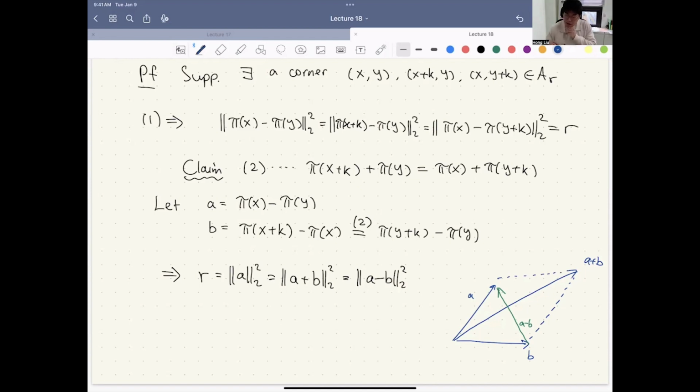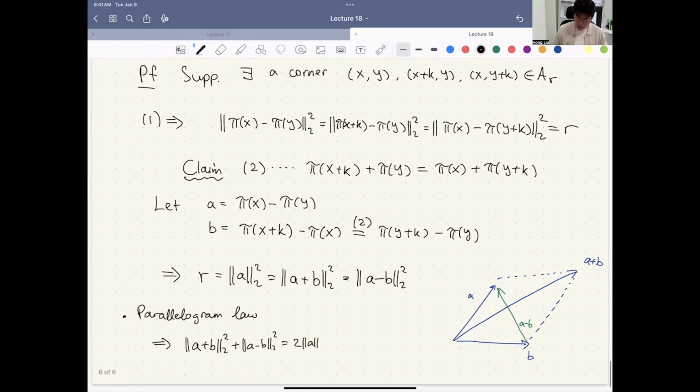So you have A and B, A minus B and A plus B. Parallelogram law says what? It says that in the parallelogram, we have A plus B norm squared plus A minus B norm squared equals 2 times the two sides squared, that is, the two diagonals' norms summed up equal twice the sum of the squares of the two sides.